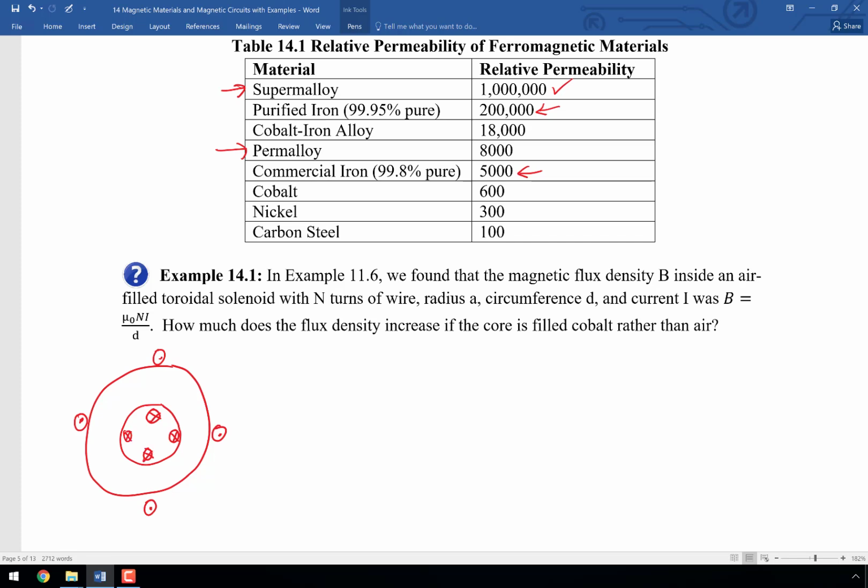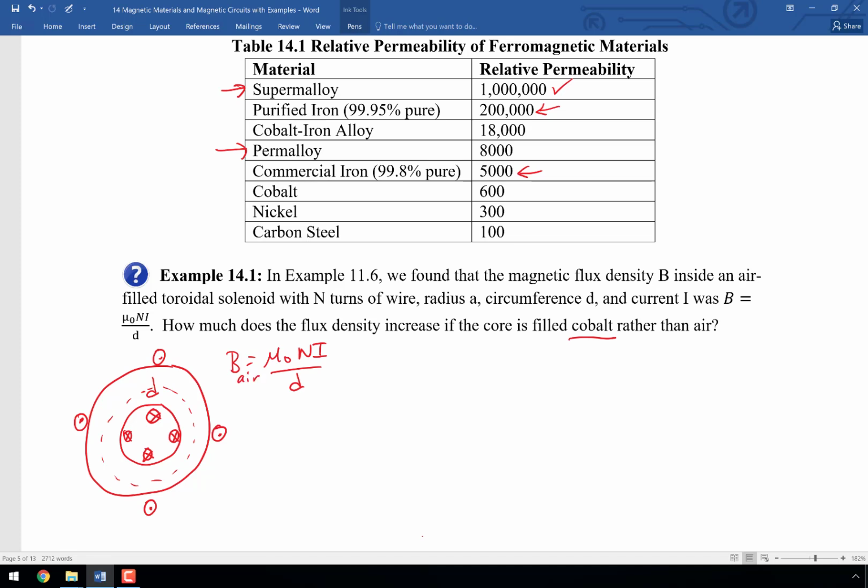And the answer is you wouldn't have an air-filled solenoid. You would have a solenoid that was full of a material. In this case, we're going to fill it with cobalt. Now, in practice, we wouldn't use cobalt, but I'm trying to use a variety of different values here so that you get used to using table 14.1. So we're going to have a magnetic field going around this toroidal solenoid, and it's going to have a path of D. And what we found, if it's air-filled, is that B is equal to mu sub 0 Ni divided by D.